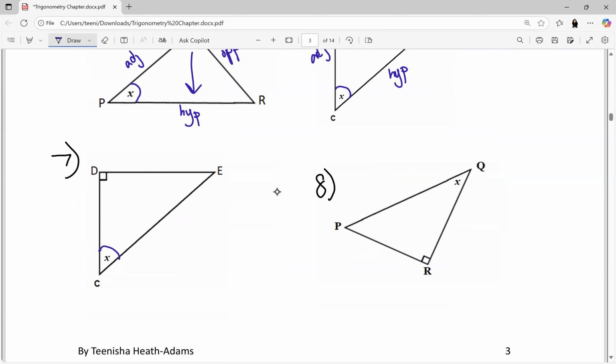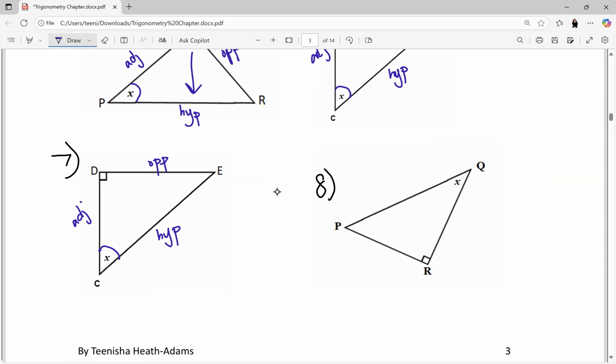Josh P, again, number seven. Where's the hypotenuse? It's number 7, right? Yes. The hypotenuse is between C and E. Yes, CE is the hypotenuse. And then where's the opposite? Between D and E. Good. And then the third side is the adjacent.